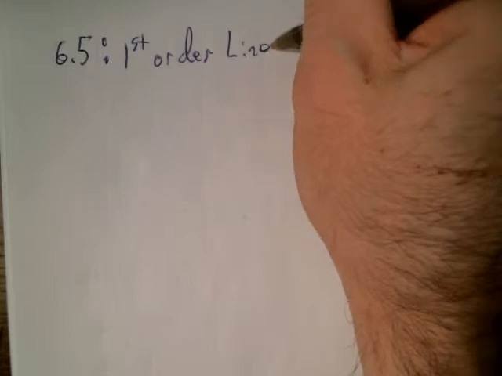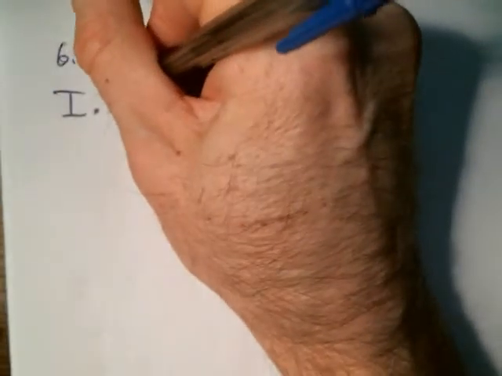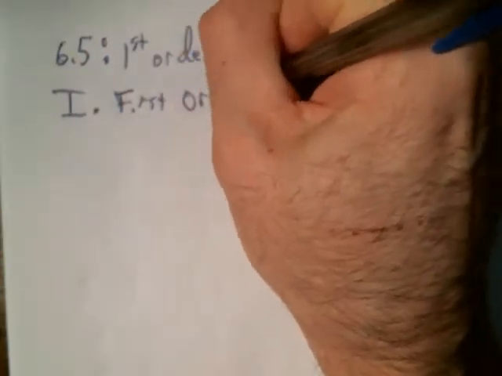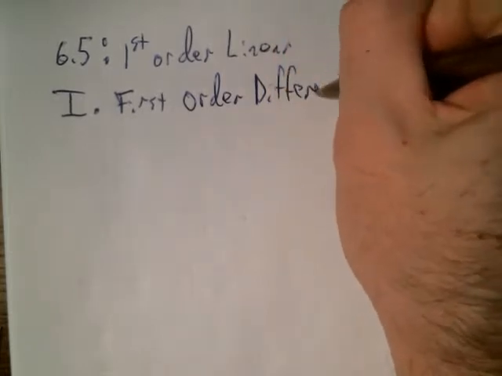6.5 is a method for solving a particular form of differential equation. It's the first order linear. And it's a clever method. We want to take a look at first order differential equation.